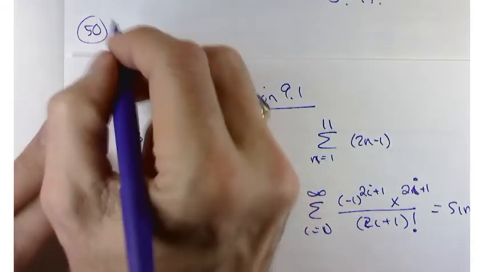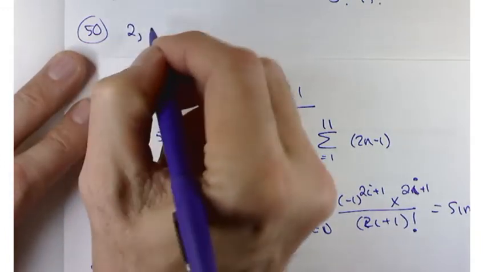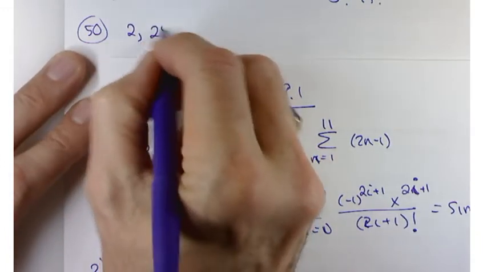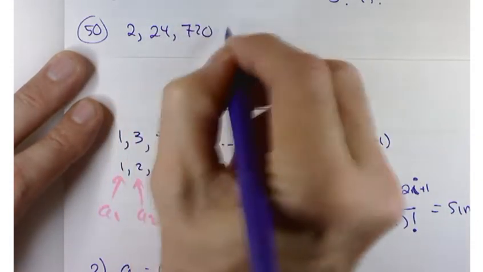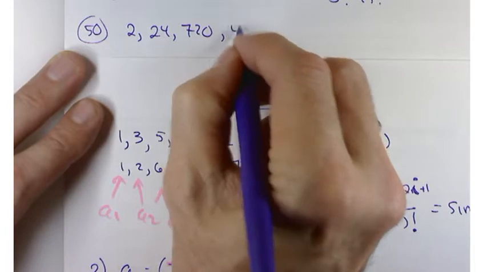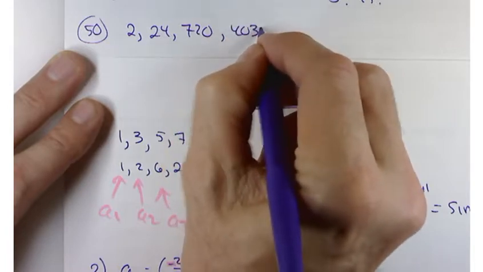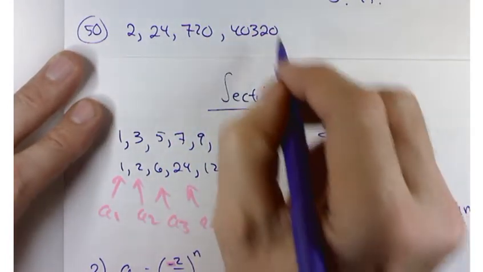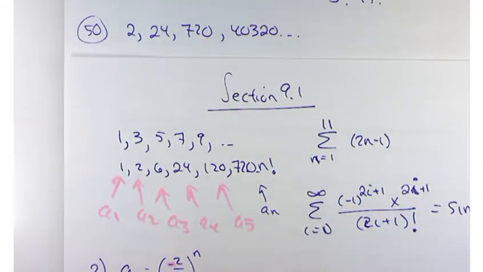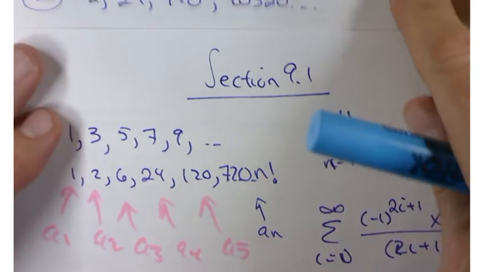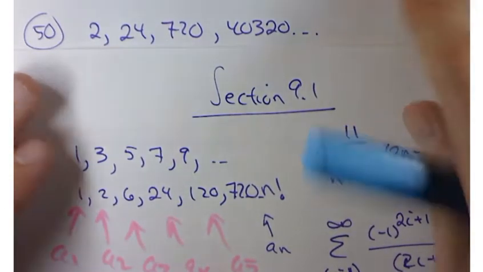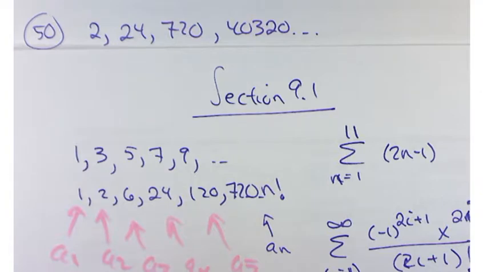So those first few terms look like this: 2, 24, 720, and then 40,320. So that's what they give you. Well, hopefully a couple of these look at least a little bit familiar. In fact, they should.